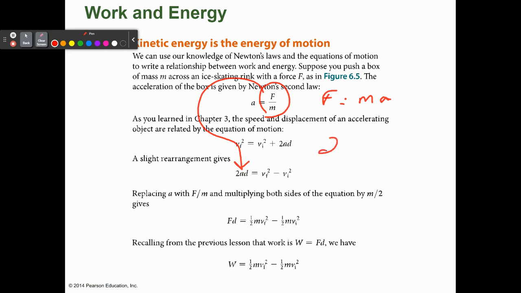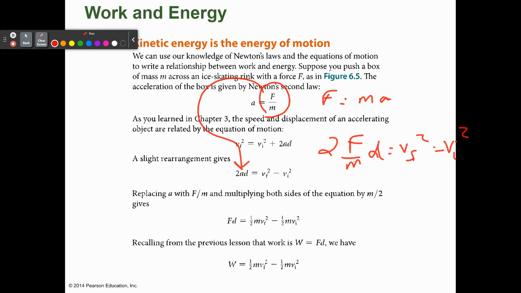So let's see, that would be 2F over m times d. So that means, is that right? Oh, no, that's not right. Hang on. Erase that. Vf squared minus vi squared.